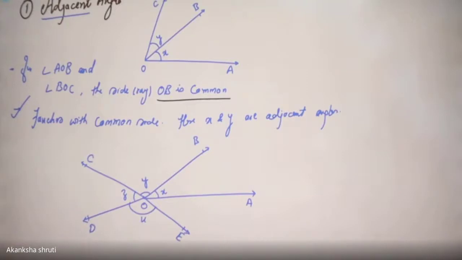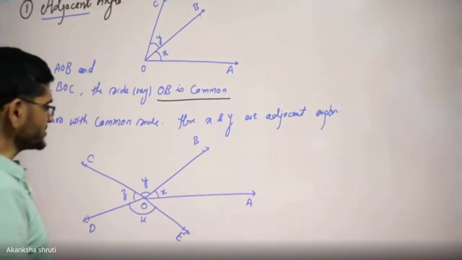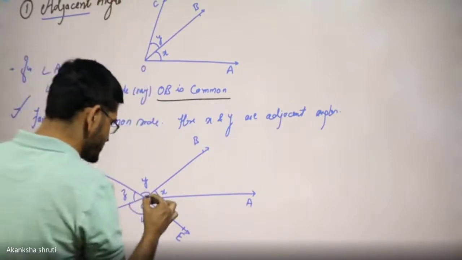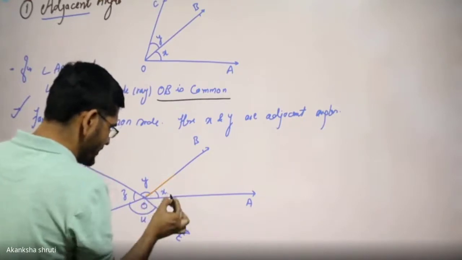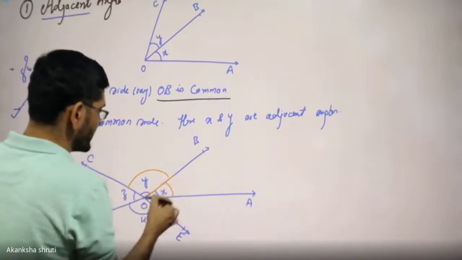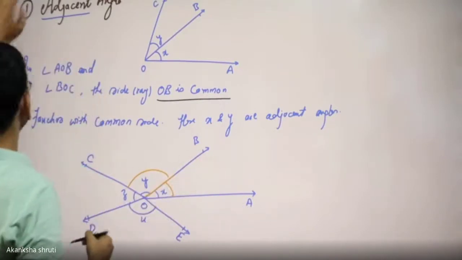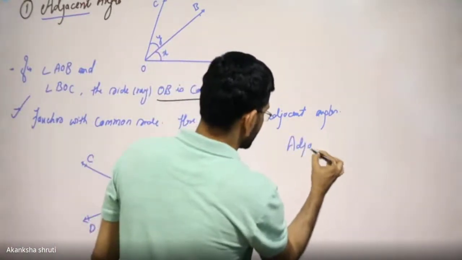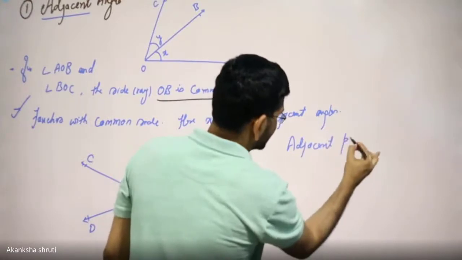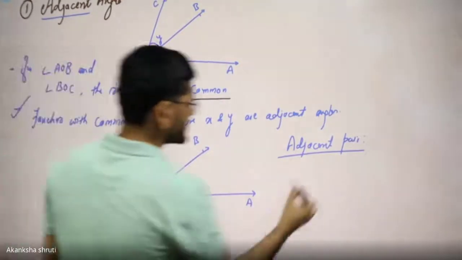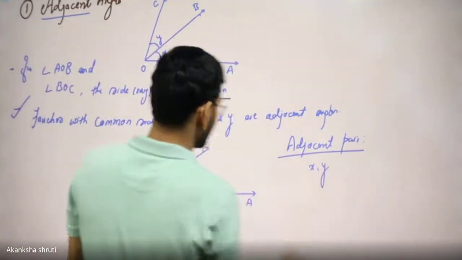Students, in this figure we want to see the adjacent angle. Keep in mind, for looking at the adjacent angle, it must have some side common. Therefore, if we consider X and Y, then this OB will be common. Then X and Y are an adjacent pair. So in this adjacent pair or adjacent angles, we can write that X and Y can be adjacent.